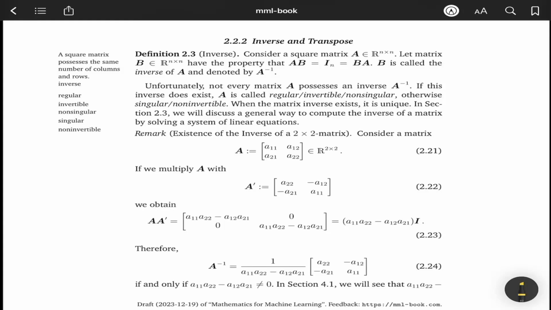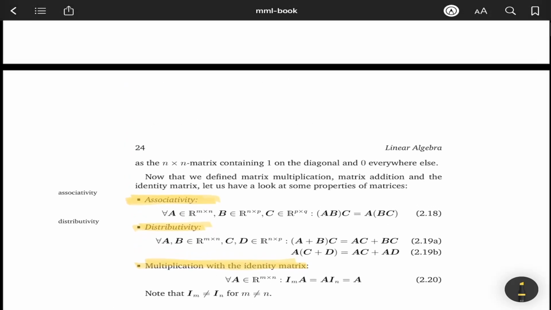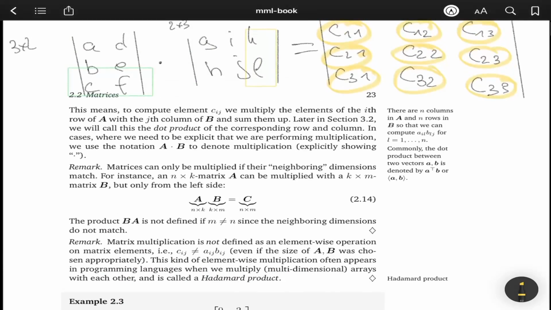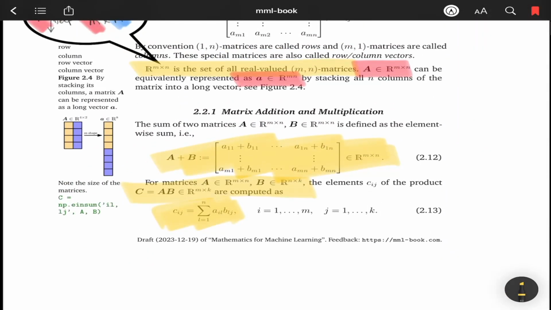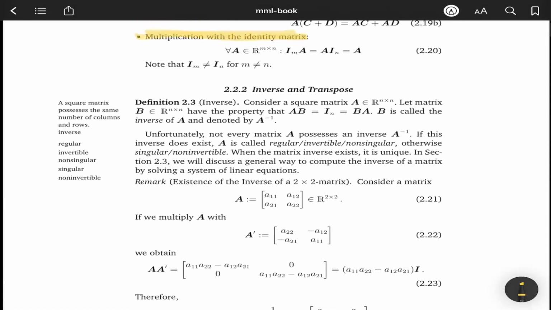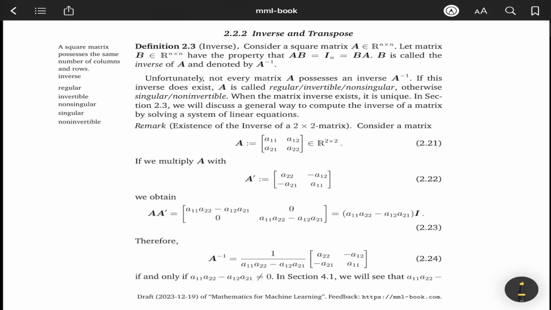We will just continue where we left off the last time. It is inverse and transpose of matrices. We have done the multiplication and addition. So let's just jump straight into it. Okay, it starts with a definition.